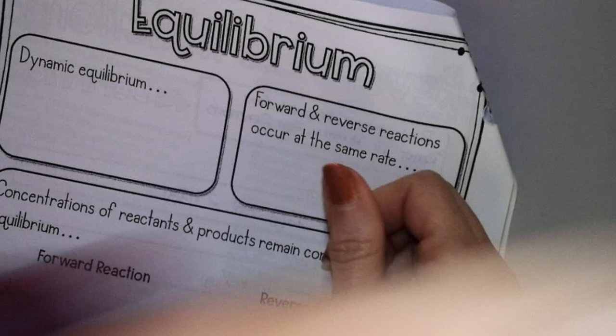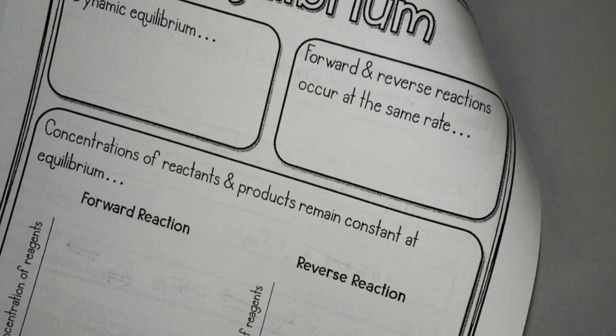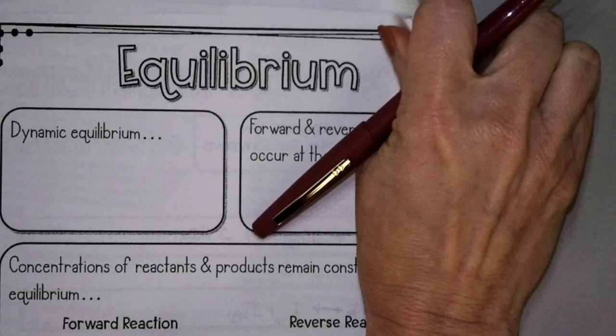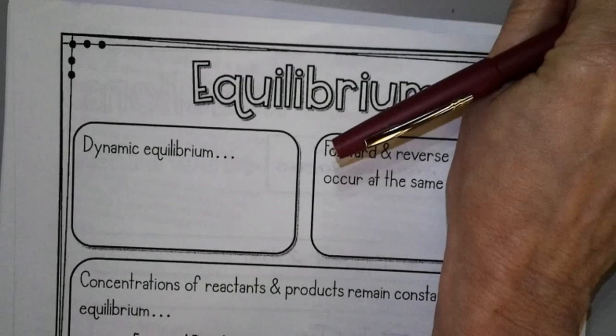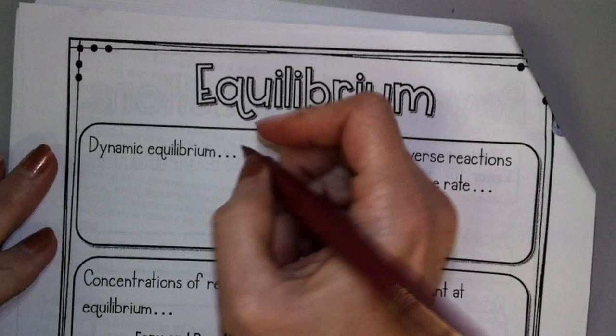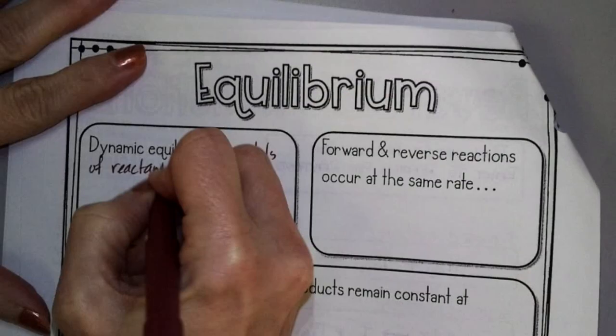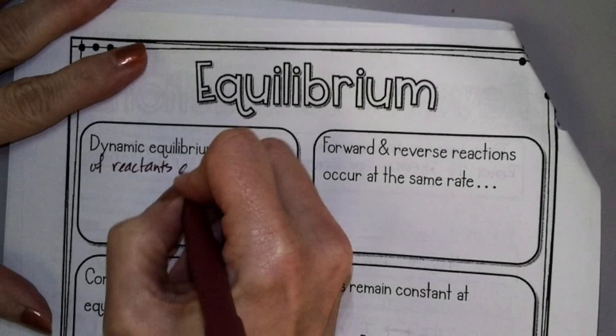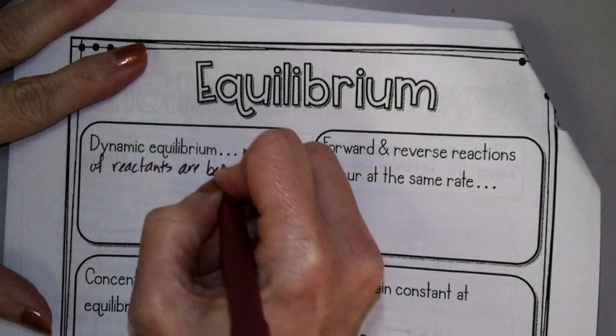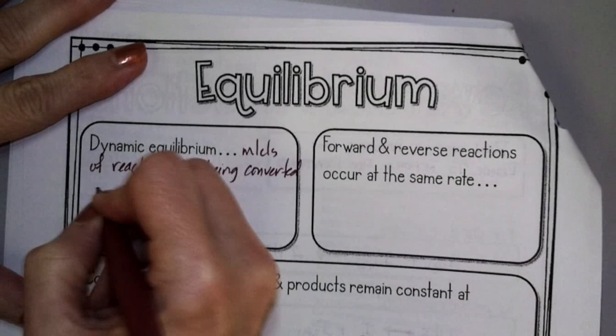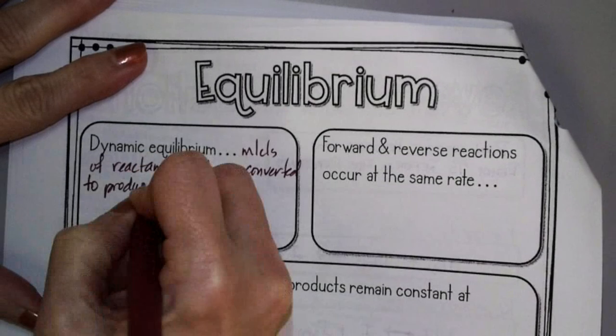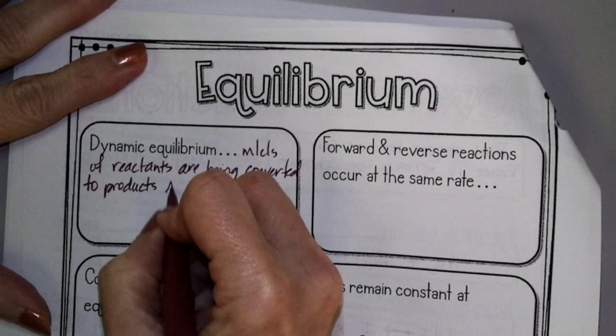So the molecules of the reactants are being converted to products at the same rate, not the same amount. And I'm going to say this over and over again, it doesn't mean everything's the same concentration. It means it gets to a point where you have the same amount of products being produced as reactants being produced. So it's not the same concentration.